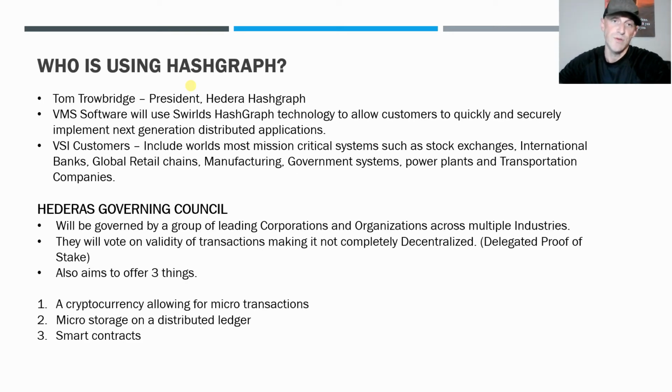Now, who is using Hashgraph? First off, I found a company out there. It's called VMS Software. Basically, it says they will use Swirlds' Hashgraph technology to allow customers to quickly and securely implement next generation distributed applications. So it says they will use, so I don't know if they're actually using it right now. If you've heard anything of this, leave comments in the description below.